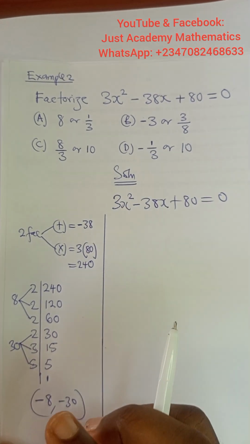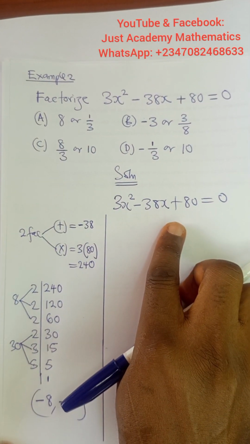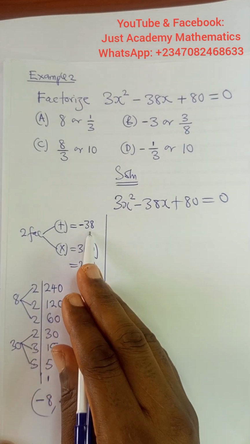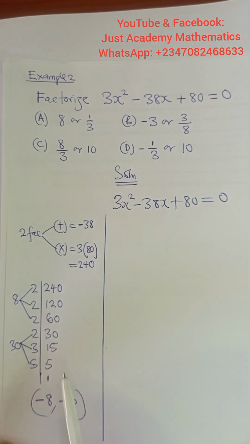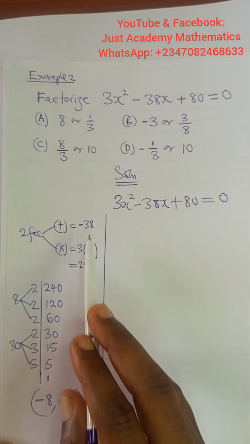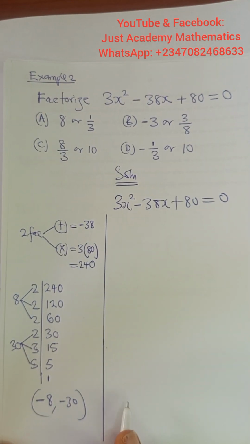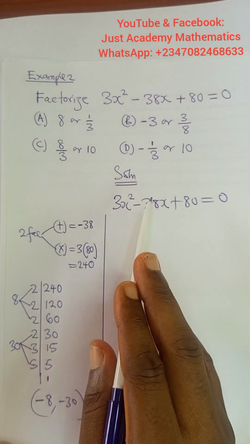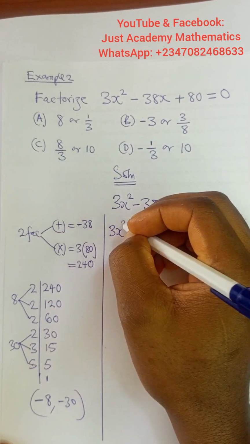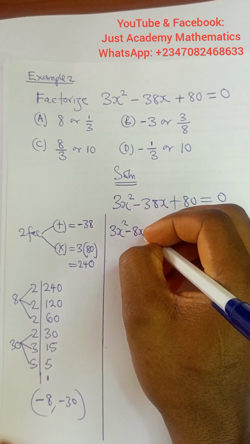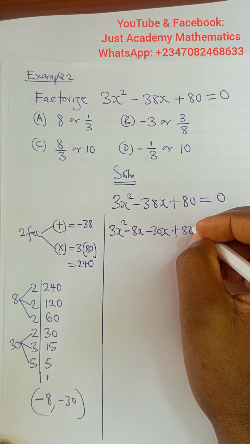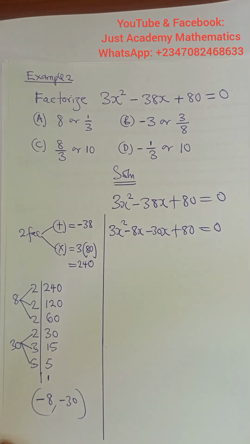But if you pair it properly, as far as the equation can be factorized, you will see two numbers that when you add, you will get minus 38, and when you multiply, you will get 240. So we attach x to these two and use it to replace this 38 here. So we have 3x squared minus 8x minus 30x plus 80 is equals to 0.